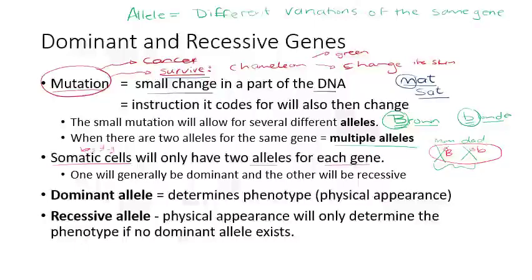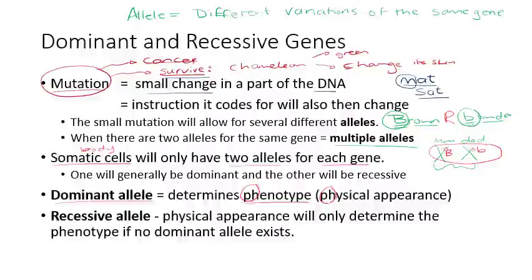They can't have red as well as brown as well as blonde, so now we've got another allele for red. They can only have two of them. One will generally be dominant and the other recessive, but it's not always like that. Sometimes we'll have a blend of these items together. But dominant means it outweighs everything else, right? Dominant determines the phenotype. Your phenotype is your physical characteristic.